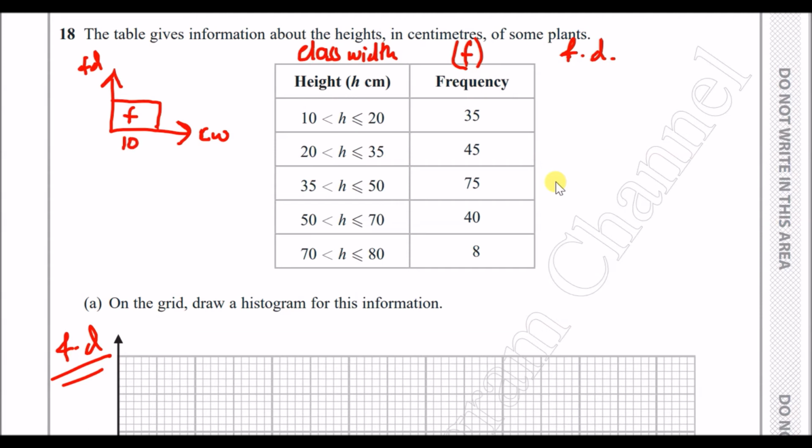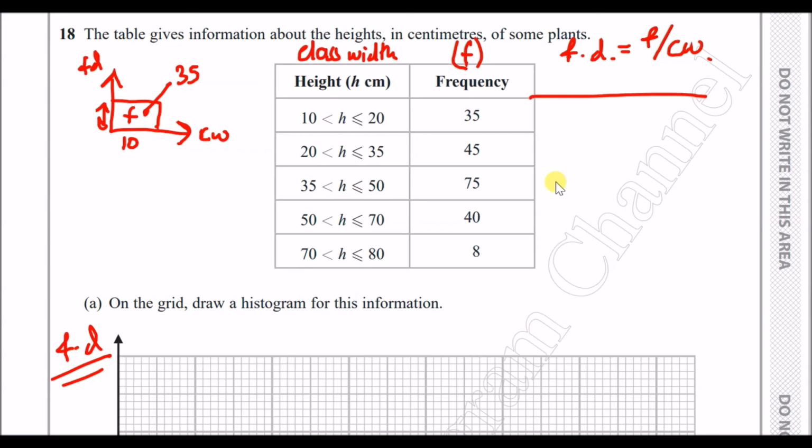We know the area, the frequency is 35, so the block equals 35. That means the area of this block, or the height of it, will be 35 divided by 10. Or the area will be 10 times something gives you 35. Because we're interested in the height, the frequency density, we can say that FD equals frequency divided by class width. So frequency over class width. That's what we need to calculate.